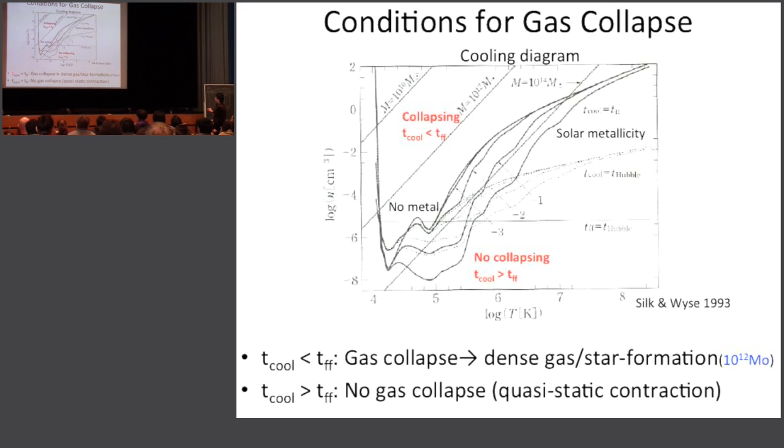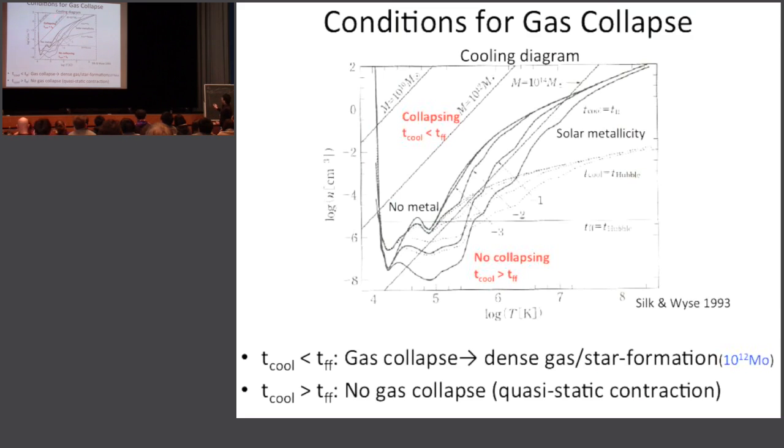So if cooling time is shorter than free fall time, then the gas never feels the pressure. So you can easily get the collapsed gas. It is a very busy plot, but please look at this thick line. Beyond this thick line, you see the cooling time is shorter than the free fall time. So you can easily get the dense clouds.